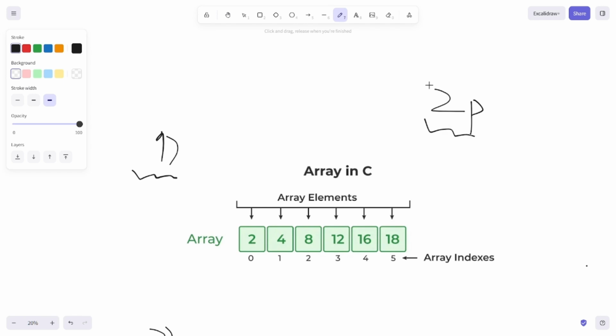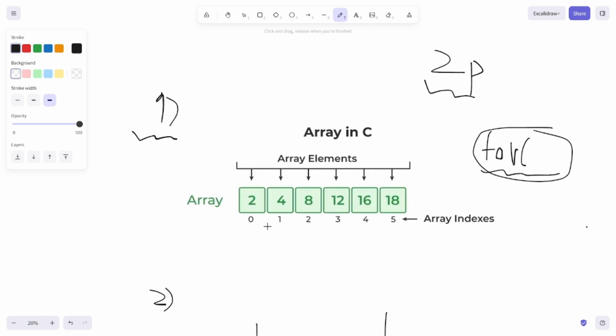I just wrote 2P because two pointers. You usually scan an array using a single for loop, right? It's going to be something like i equals 0 and i is smaller than length, keep incrementing i. So you use a for loop to go through a whole array. But a two-pointer is the idea that we don't look at a single value each time we go through the array. We're going to look at two values at a time.